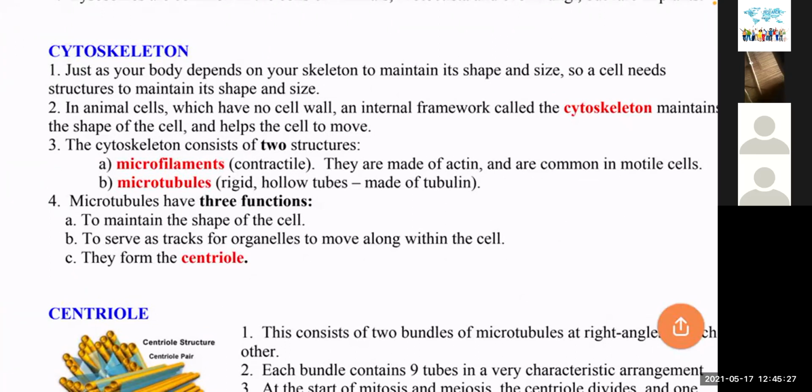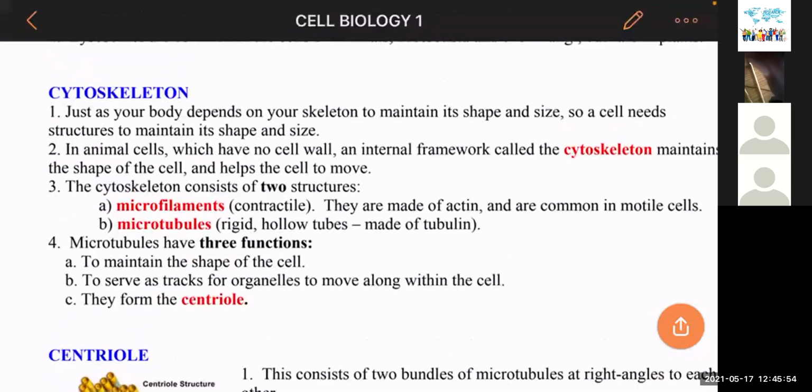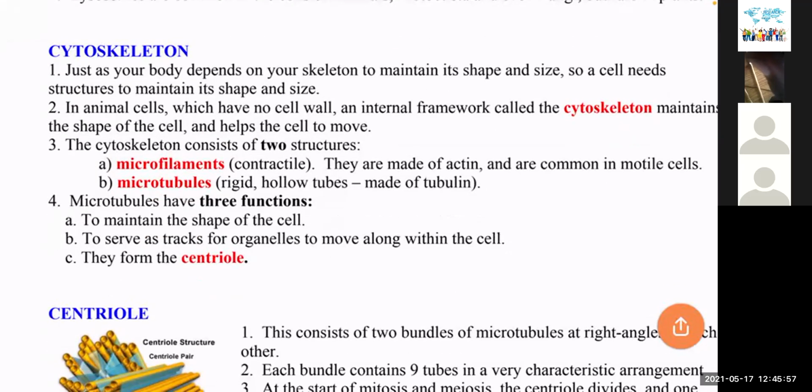So microfilaments are made of actin and are common in motile cells. What they mean is that they are common in cells that move a lot. Can anyone give me an example of cells that really have to do a lot of movements? Any of the cells that you know? We have the sperm cell. Thank you. That is a very good example. Sperm cells, of course, have to do a lot of movements until they reach the site of fertilization. Any other?